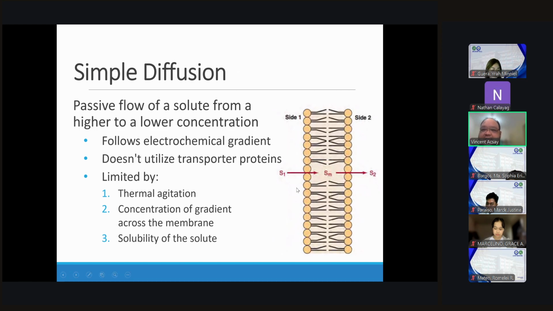Finally, with regards to the solubility of the solute, the solute has to be soluble within the hydrophobic membrane. This is in terms of your solubility coefficient. Some molecules are more soluble in hydrophobic zones than others. The more hydrophobic it is, the greater the rate of diffusion.